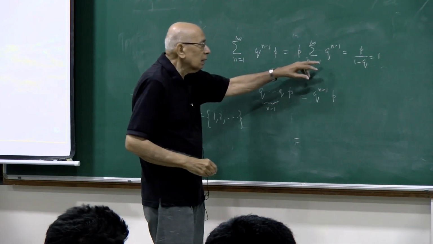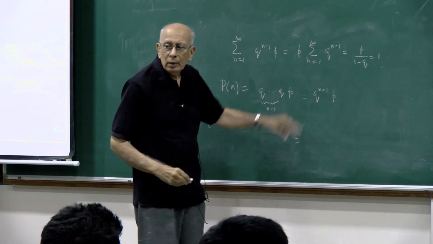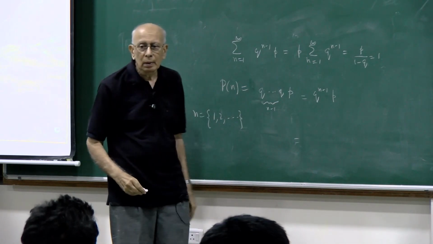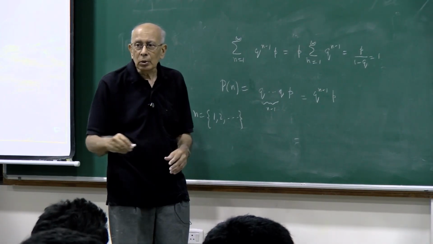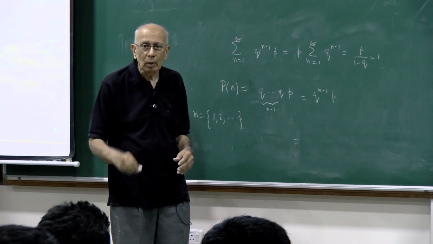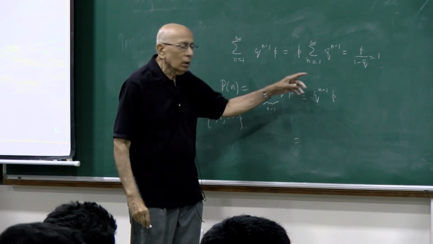This is a geometric series which converges because q is less than 1. 1 plus q plus q squared all the way to infinity is 1 over 1 minus q. Put that in and you get 1.